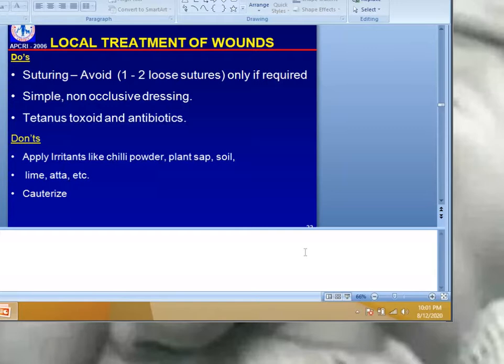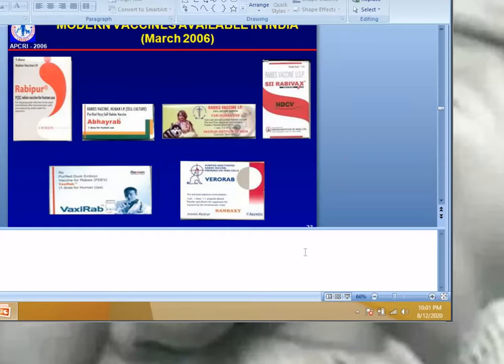Previously, they used to do cauterization to kill the virus locally, but now, because of the ugly appearance of the cauterized tissue, we no longer cauterize the wounds. Okay?